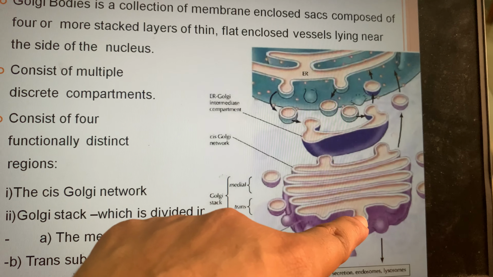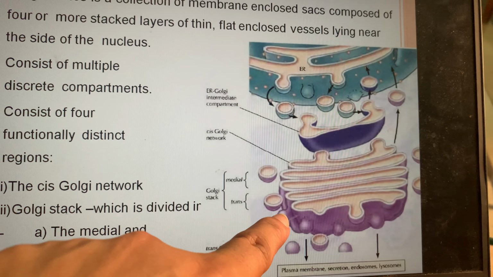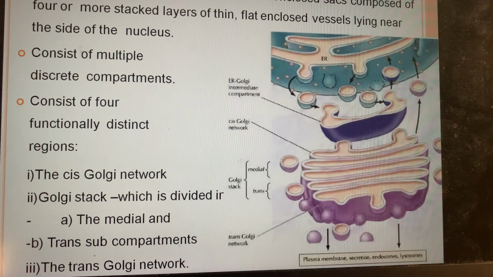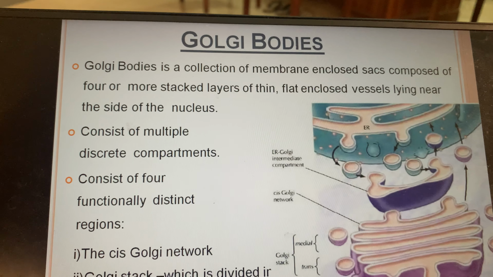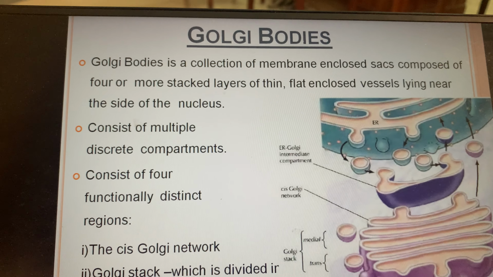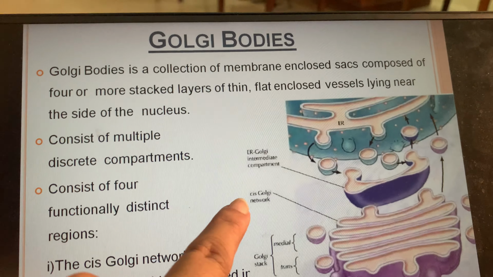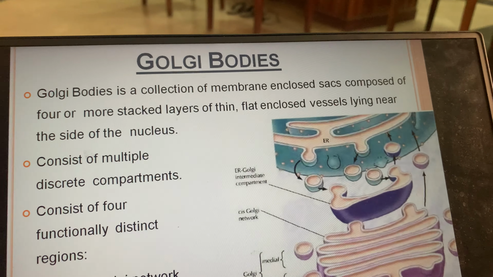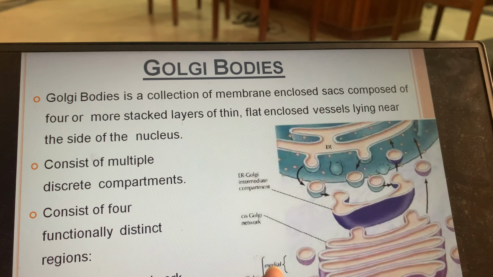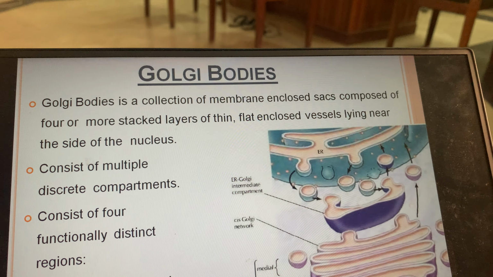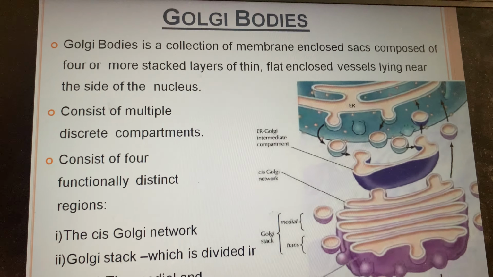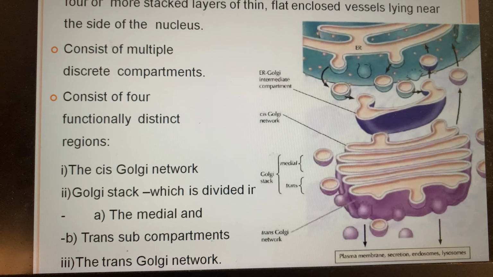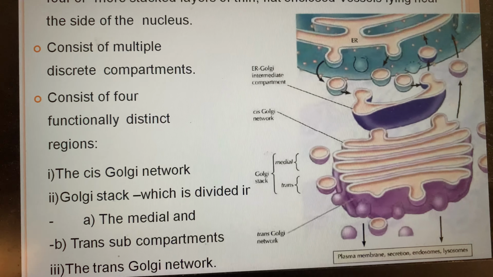The Golgi consists of four functionally distinct regions: the cis Golgi network, the Golgi stack, which is divided into cis, medial and trans subcompartments, and the trans Golgi network.